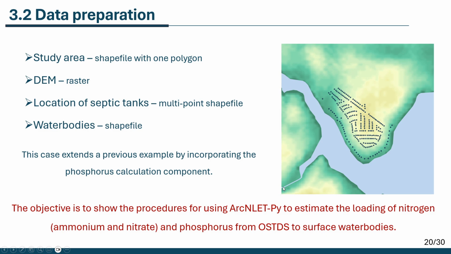Okay, let's go back to our presentation. Let's begin with the data preparation. Before the simulation, there are 4 files that we need to prepare, which are study area, DEM, location of septic tanks, and surface water bodies. This case extends a previous example by incorporating the phosphorus calculation components. Therefore, we already have these files, as I showed you, and you can find them on our GitHub webpage. The objective of this case is to show the procedure for using ArcNLET-Py to estimate the loading of nitrogen, including ammonium and nitrate, and phosphorus from OSTDS to surface water bodies.